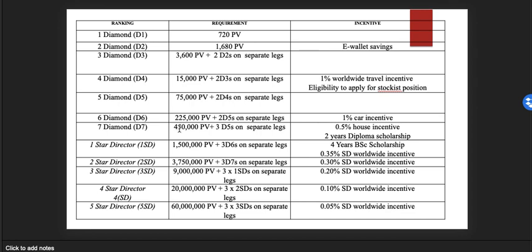and 450,000 PVs. At this point, you're going to enjoy 0.5% house incentive and diploma scholarship. By the time you become a Star Director 1, you enjoy an additional 0.35% Star Director worldwide incentive and 4-year BSc scholarship, and the journey goes on and on.